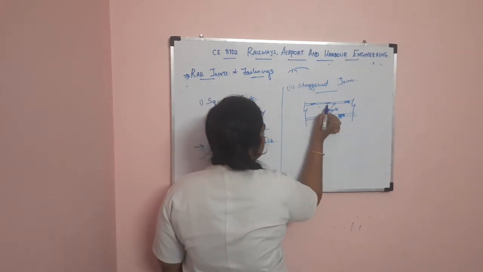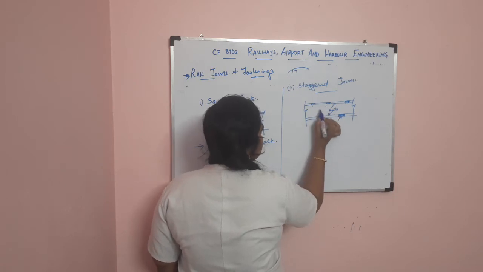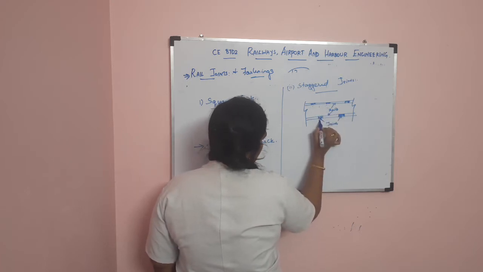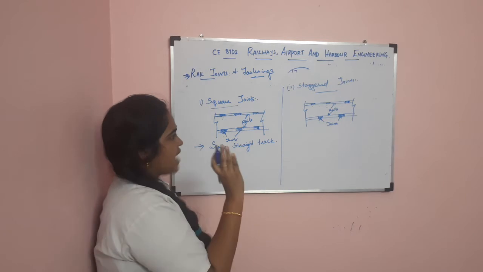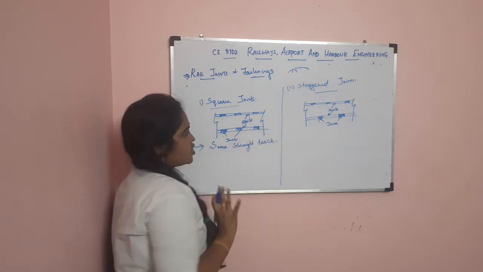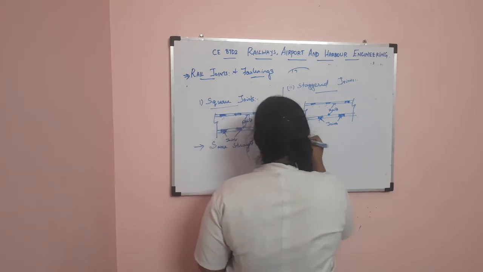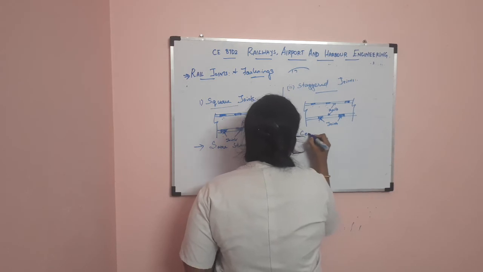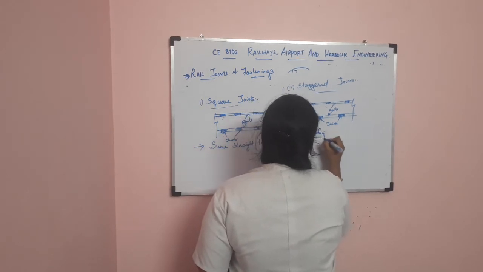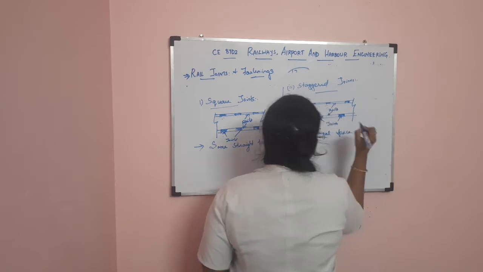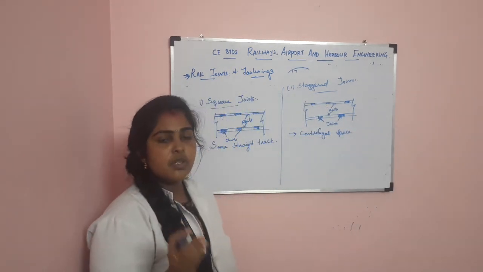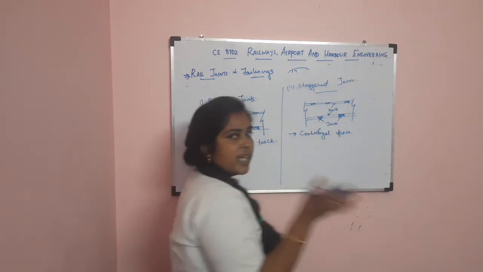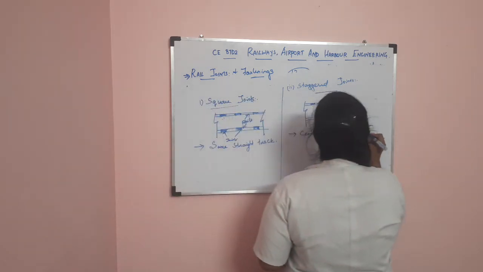Two joints are here and between the center of these two joints, another joint is provided in the next rail. That is known as staggered joint. So, square joint and staggered joint. Nowadays they are using this staggered joint. While using this staggered joint, centrifugal force is reduced. Already I have told in the last class, the centrifugal force has the tendency to overturn the vehicle. So, if you use this staggered joint, centrifugal force is reduced.